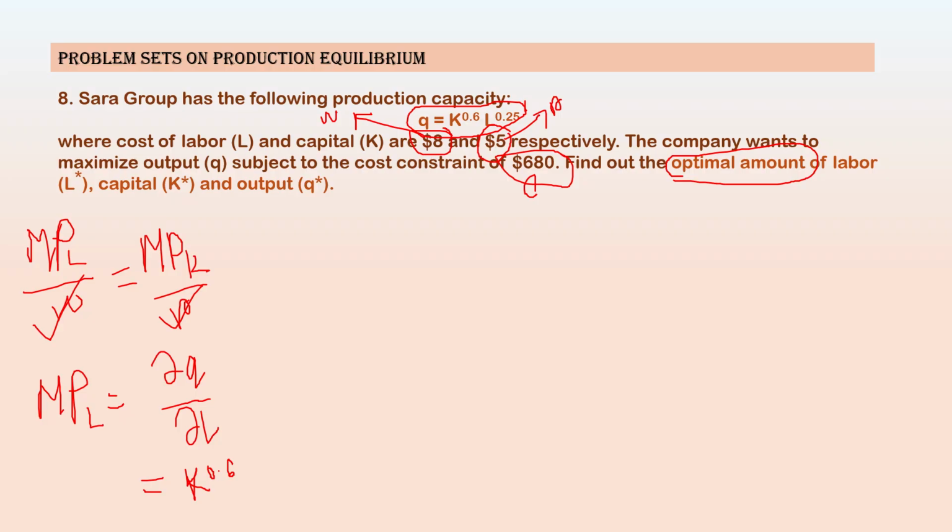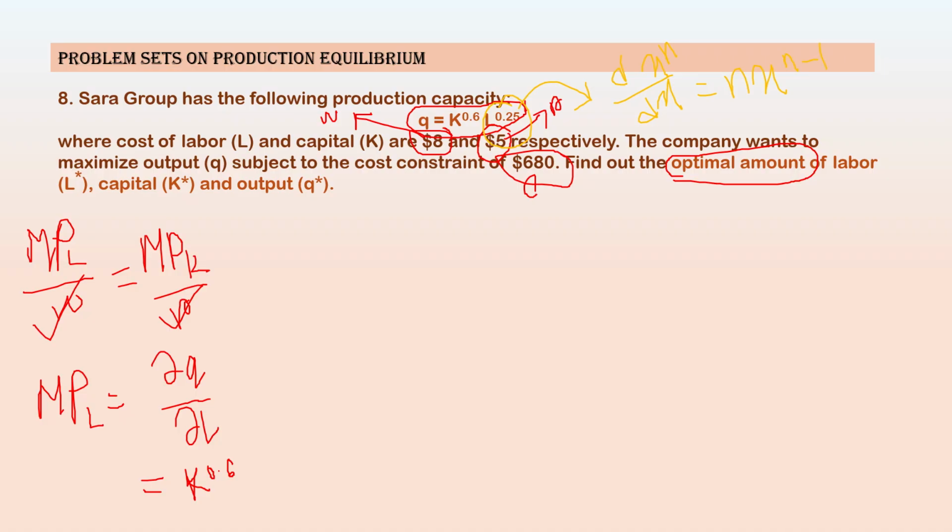Now, L to the power 0.25, right? This goes to the formula of d/dx of x to the power n, that is, this comes out to n x to the power n minus 1. This is basically basic differentiation. I hope you all are aware of it.